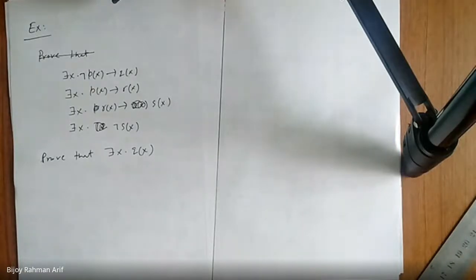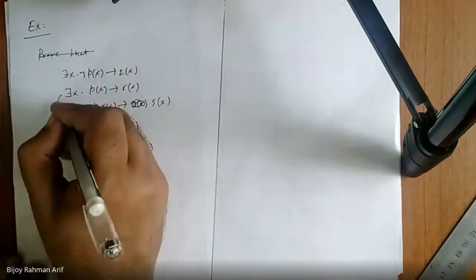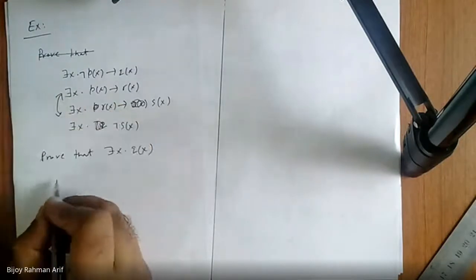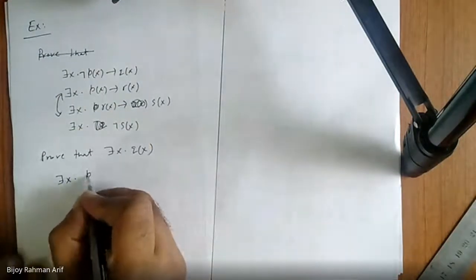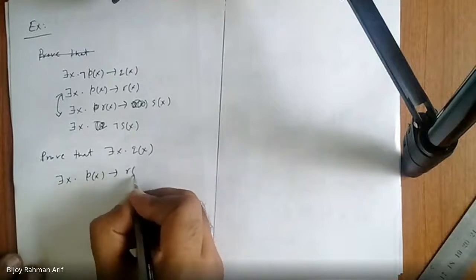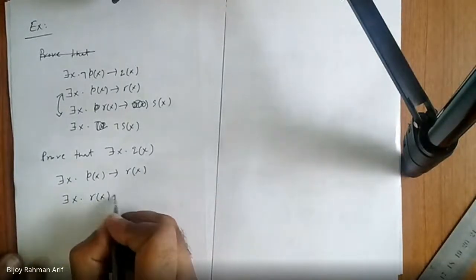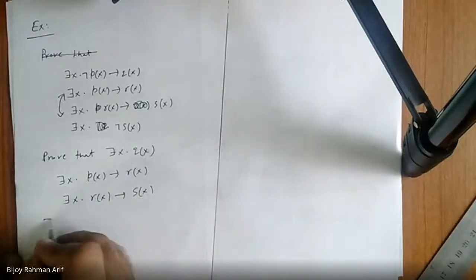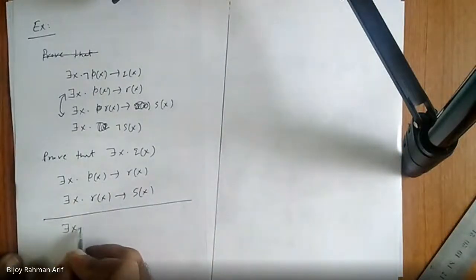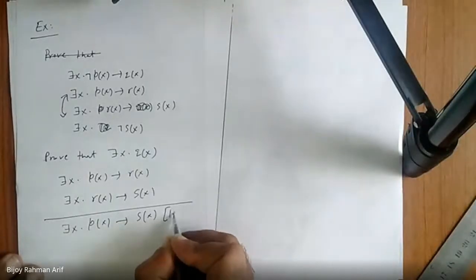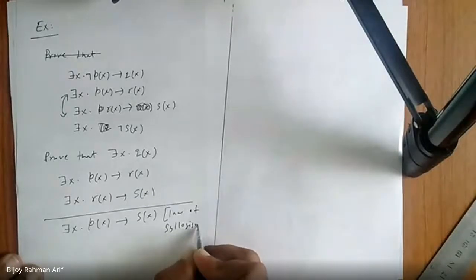Some x, qx. Let's take this one and this one. Some x, px implies rx. Some x, rx implies sx. Using these two, what do we get? For some x, px implies sx. Law of syllogism. Right? Yes, sir.